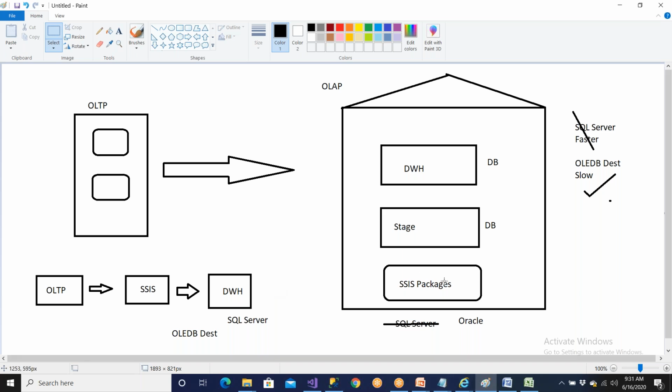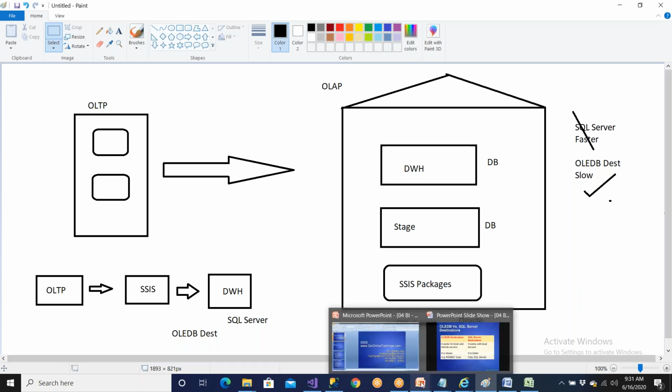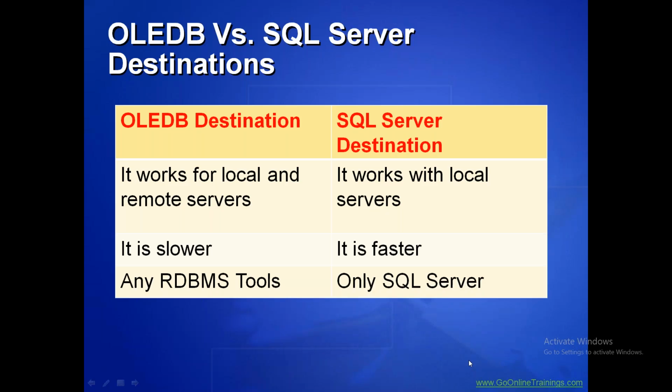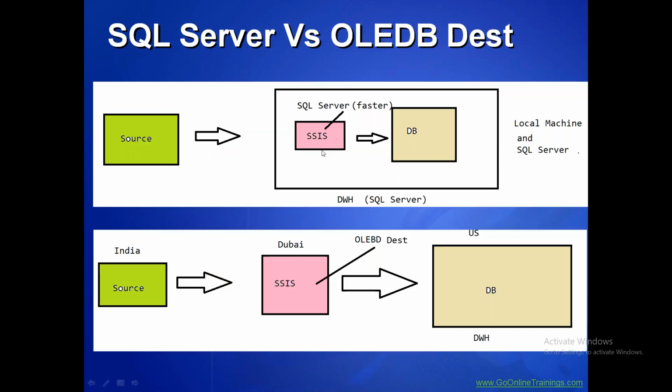Only in one case, wherever you have SSIS packages in that machine and you have data warehousing with SQL Server, use SQL Server destination, which is very fast. For all others, you will be using OLEDB only. Even though that is slow, we cannot help it. OLEDB destination works for local and remote machines, and any RDBMS can be connected. SQL Server destination works for local servers only, and it is faster. Clear? So these are the things that you should know. This is what I am explaining.